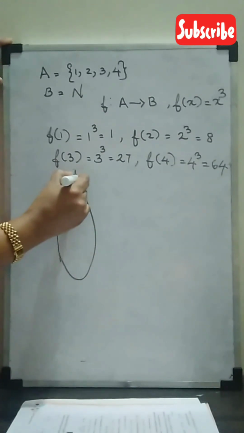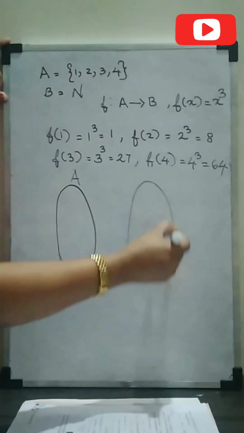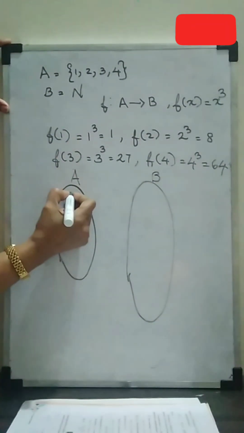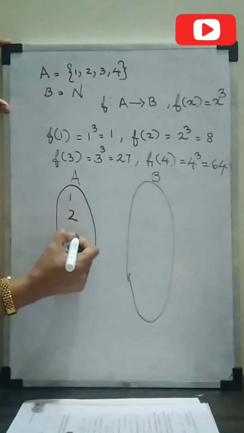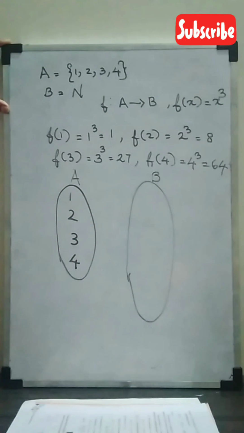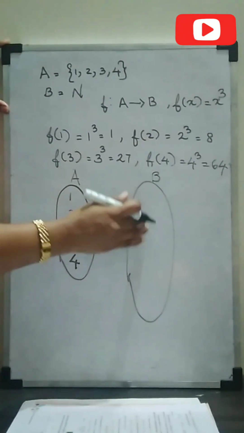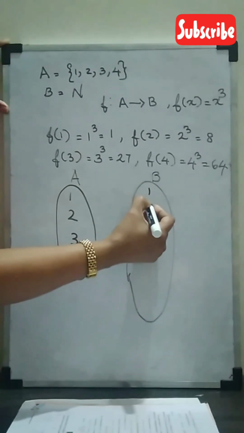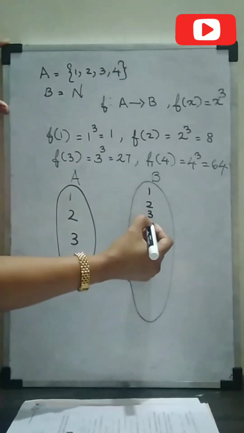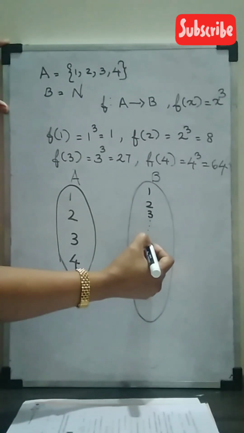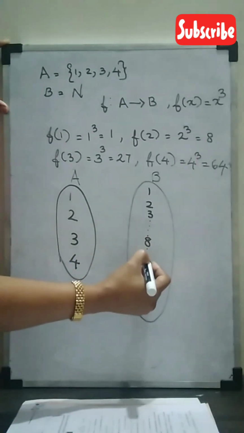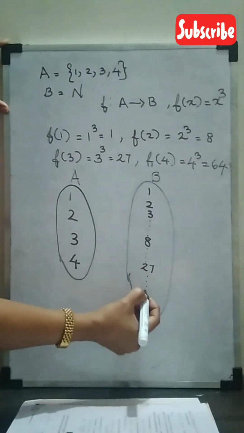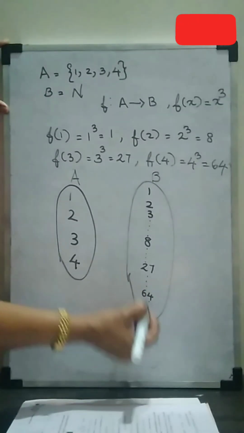This is our A and this is B. Okay. A ல இருக்கிற elements 1, 2, 3 and 4. இதுதான் A ல இருக்கிற elements. B ல இருக்கிற elements natural numbers. So it is 1, 2, 3 etc. நம்ம இப்படி போட்டுக்கலாம் 8, 27 etc. 64 and so on. Clear?